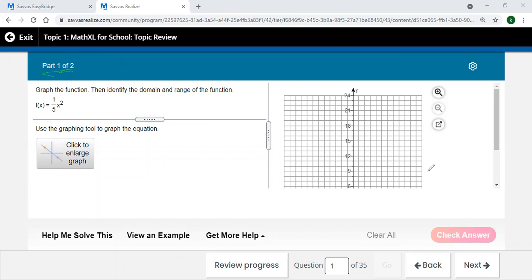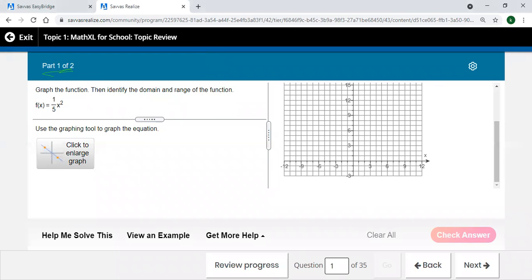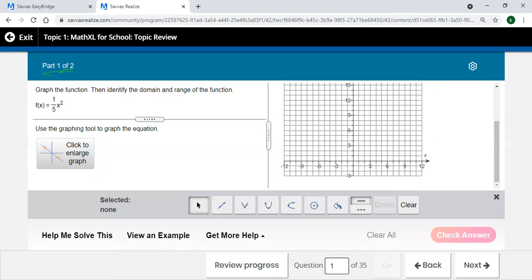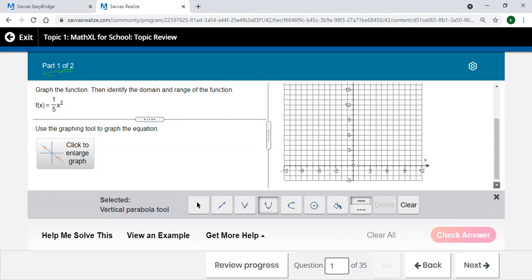So jump over here to the graph. Someplace here, if we click down here, x squared is a parabola. So we've got to get that parabola tool. And then this has not been transformed or moved anywhere, but it has been compressed vertically by 1/5. So if I put a 0 in here, I'm going to get a 0 for y. So we'll anchor our vertex. This is the first point I believe we need to set.